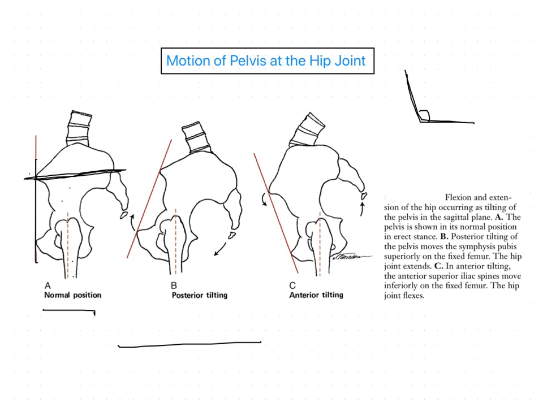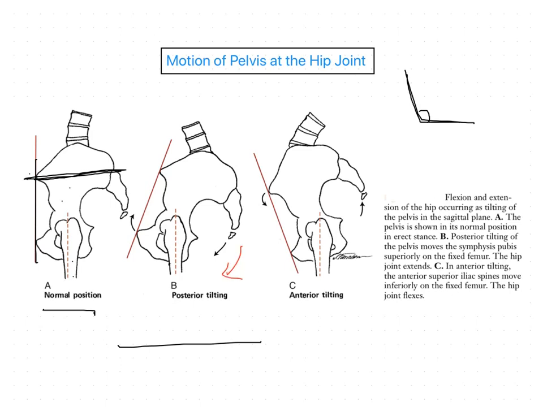Okay, the posterior and anterior tilting of the pelvis on a fixed femur produce hip extension and flexion respectively. So this posterior tilting causes hip extension. So what is happening in the posterior tilting of the pelvis? Here, if you see, the distal segment, the femur, is fixed, and now the pelvis is rotating posteriorly. So this is the posterior rotation of the pelvis here.